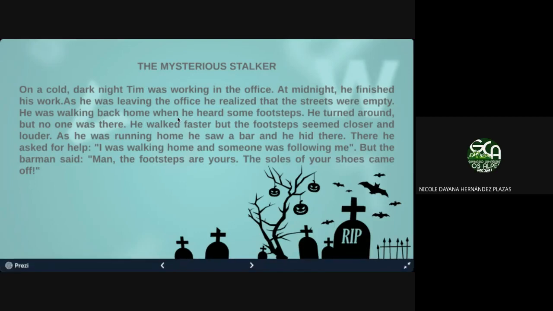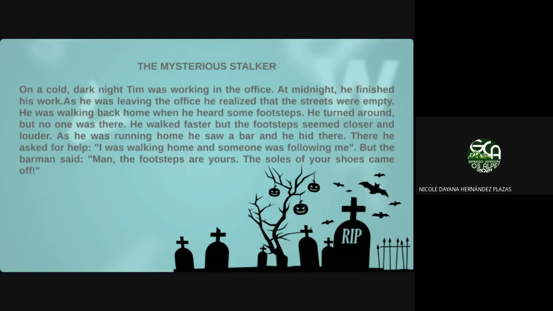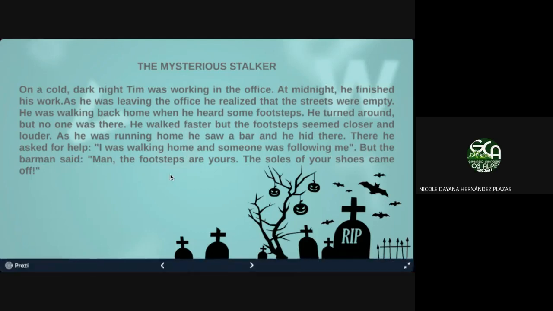As he was running home, he saw a bar and he hid there. There, he asked for help. I was walking home and someone was following me. But the barman said, "Man, the footsteps are yours. The soles of your shoes came off."